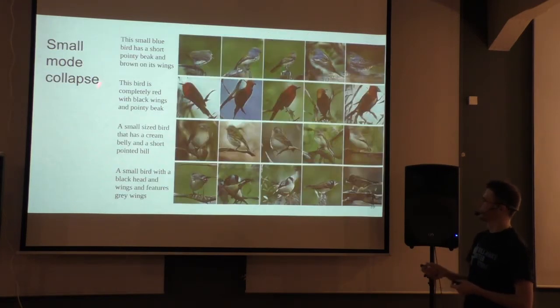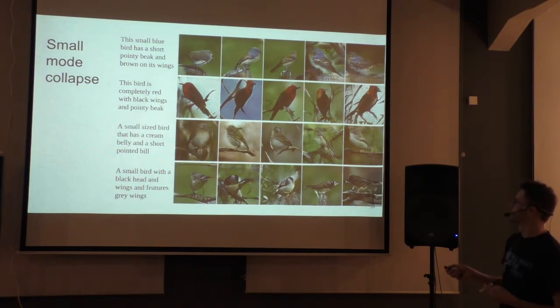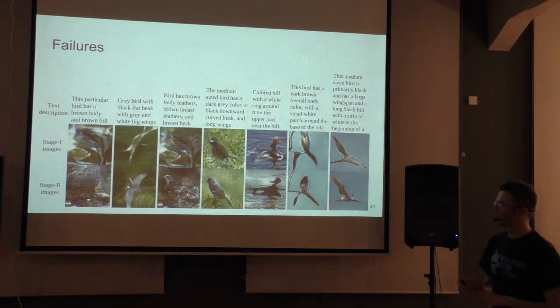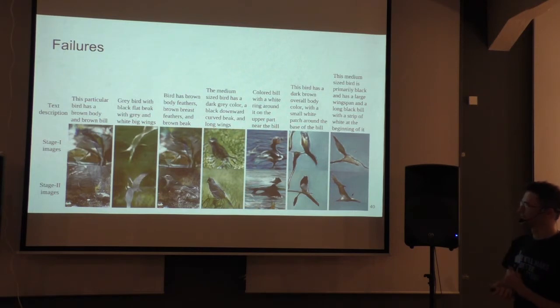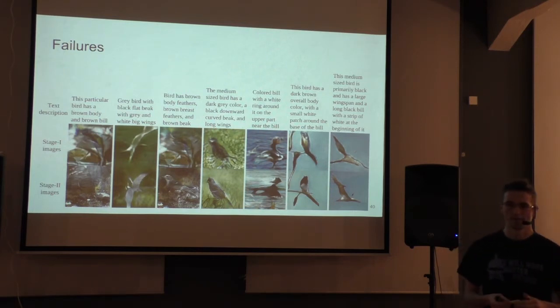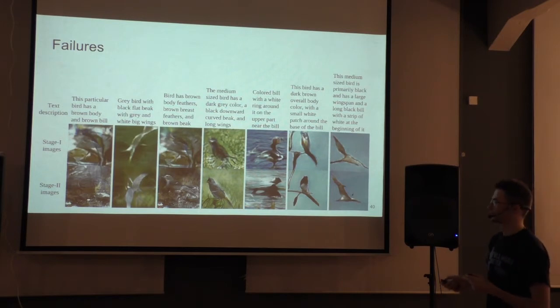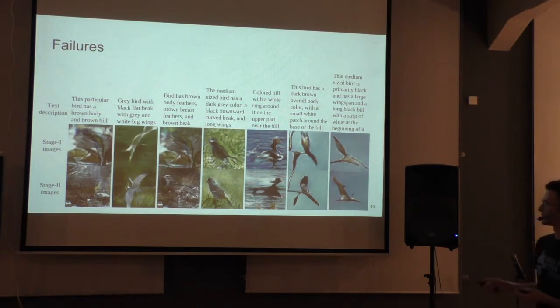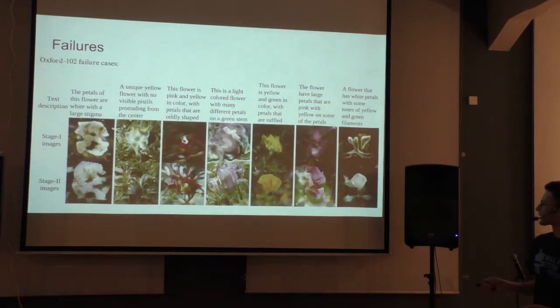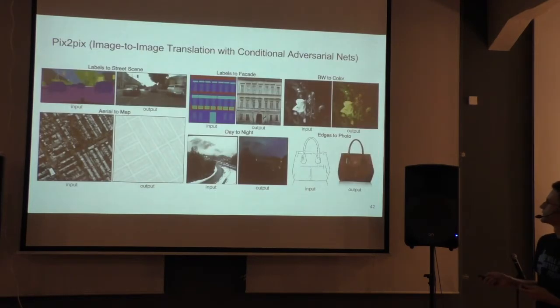And there is a small mode collapse, as I said earlier, that for the same input you get quite different images of the birds. There are also failures. Mostly the failure cases are caused by bad first stage generation. So if the rough description is totally off, then the second stage cannot improve upon the details. And here are the failure cases for the flowers.